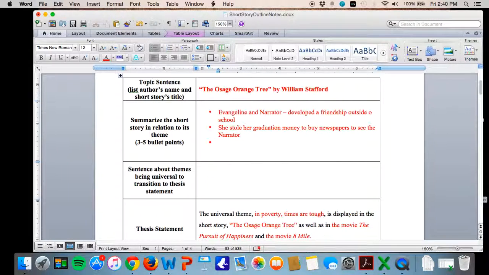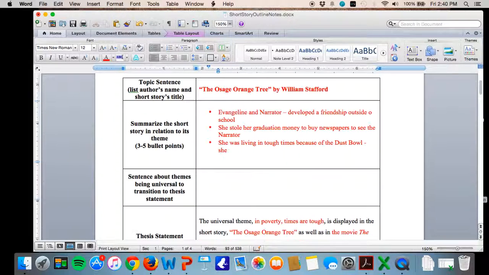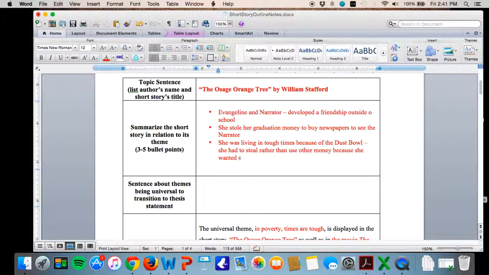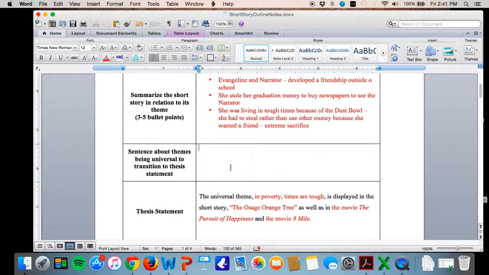And so I could say she was living in tough times because of the Dust Bowl, and she had to steal rather than use other money because she wanted a friend. She made the extreme sacrifice. Okay. If I'm giving a short little summary, I'm just going to hit some major points of what happened. Next, we want to make sure that we have this transition.